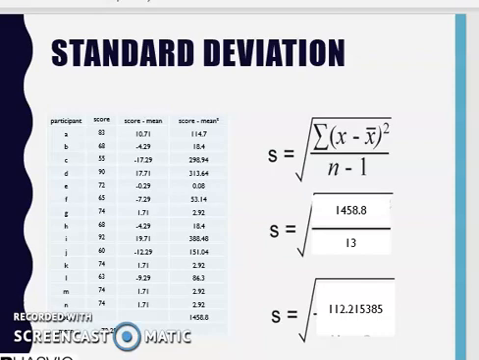The sum of that E shape, and the X with the bar there is the mean. X is the individual values, and N is the number of data values in the set. So there's a worked example of it.